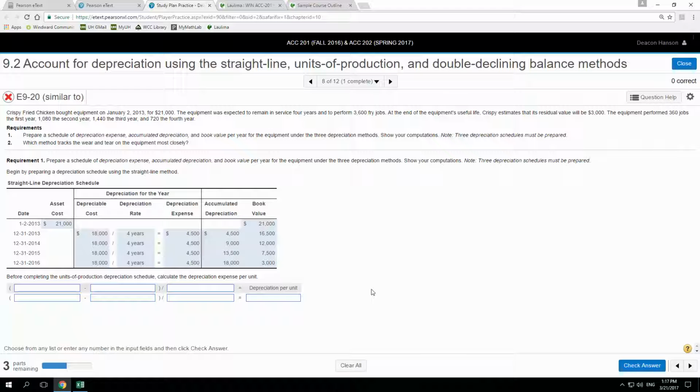Now the second method is the units of production. And it says, before completing the units of production depreciation schedule, calculate the depreciation expense per unit. Our asset, we estimate it can do 3,600 fry jobs up here in the sentence, right? So we're going to take cost minus residual value divided by useful life in units. So it's going to be the same depreciable base, 21,000 minus the 3,000 residual value, but this time we're going to divide by the 3,600 fry jobs.